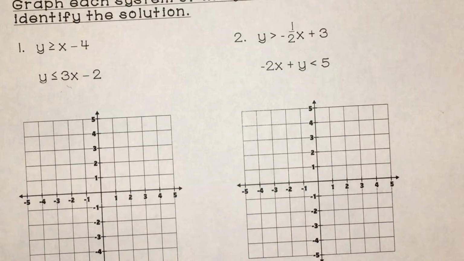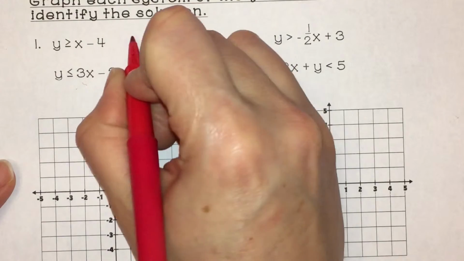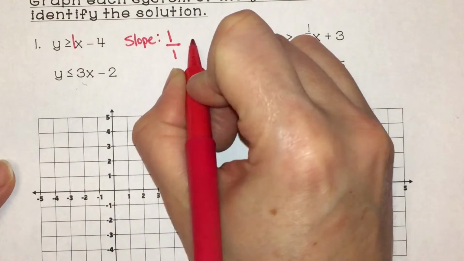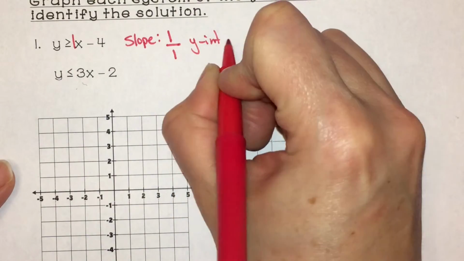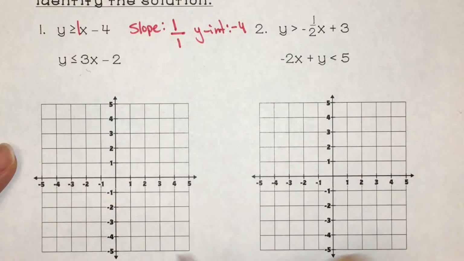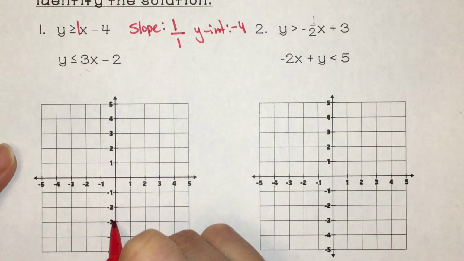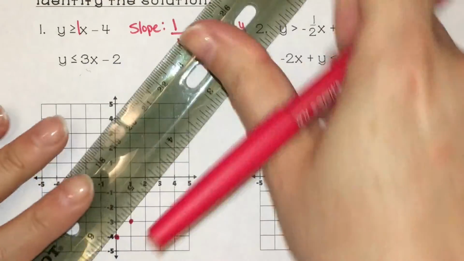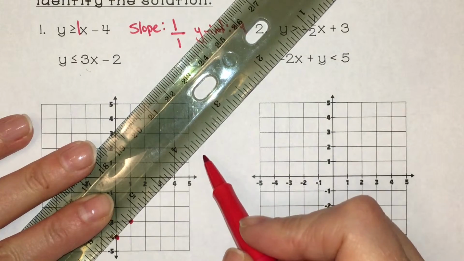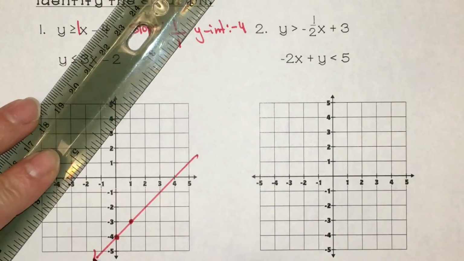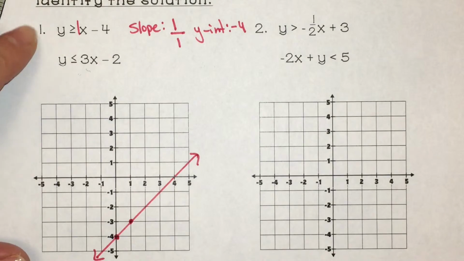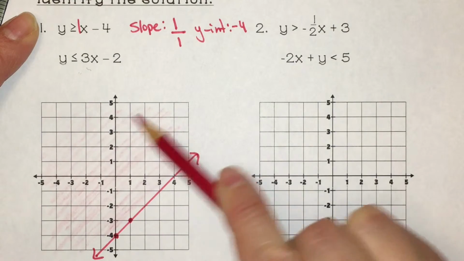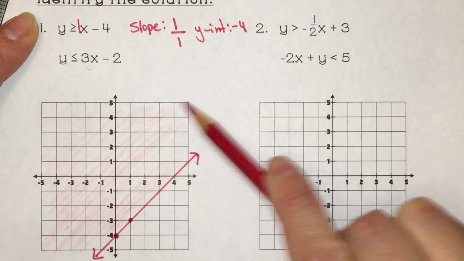All right, so the first one, we have a slope of 1, so put a +1 below it. A y-intercept of -4, so it goes through the y-axis at -4. Slope is rise 1, run 1. And that is a solid line because it's or equal to. And we have y is greater than or equal to, so I'm going to shade everything very lightly above it so I can tell where the shading is going to be.